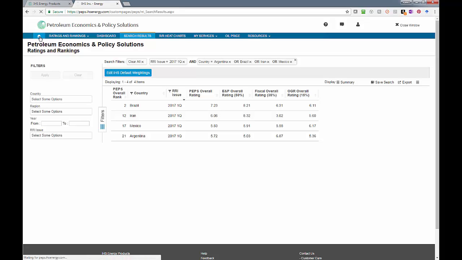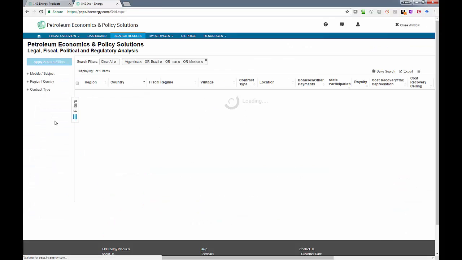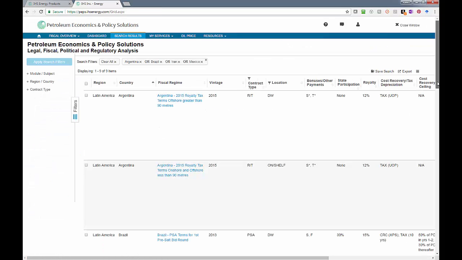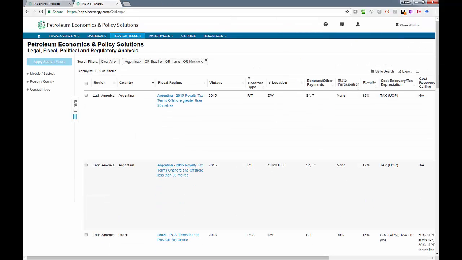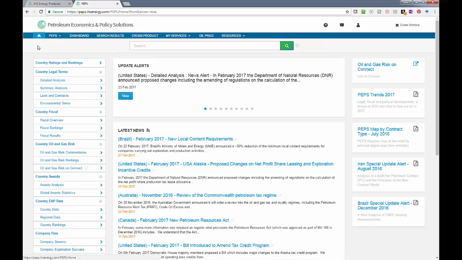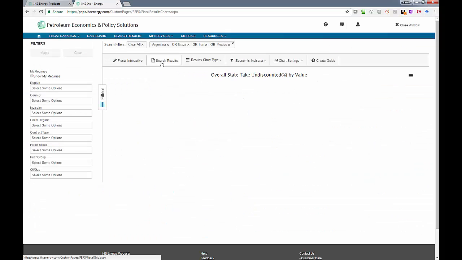Next, the team takes a high-level look at how fiscal regimes compare. With the regimes side-by-side and sortable, we can quickly pick out outliers in various types of terms. The team then takes a quick comparative look at projected IRR for the regimes across development scenarios.